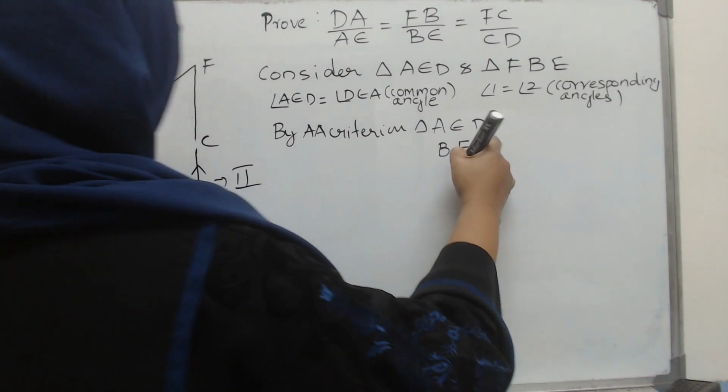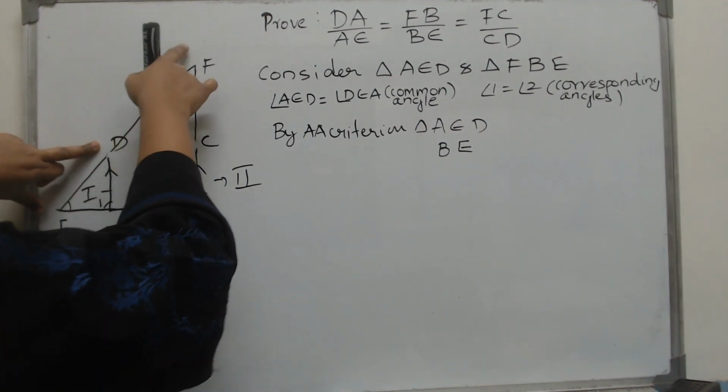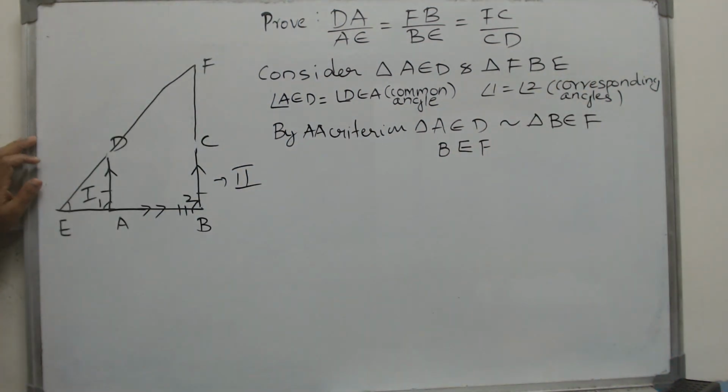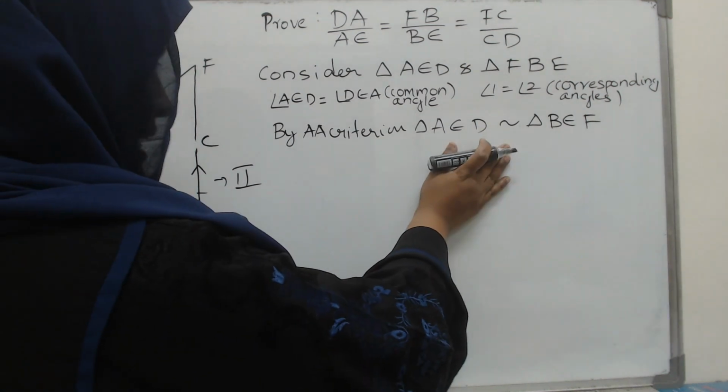They are the common angle. And where you see D, you put F. It is not FBE, it is BEF. Write the correct form. So this is how the similarity looks.